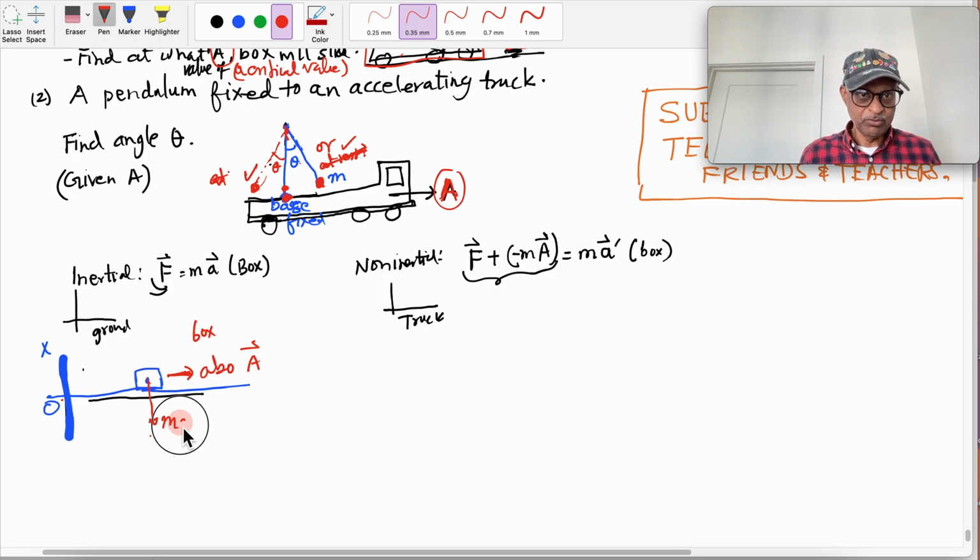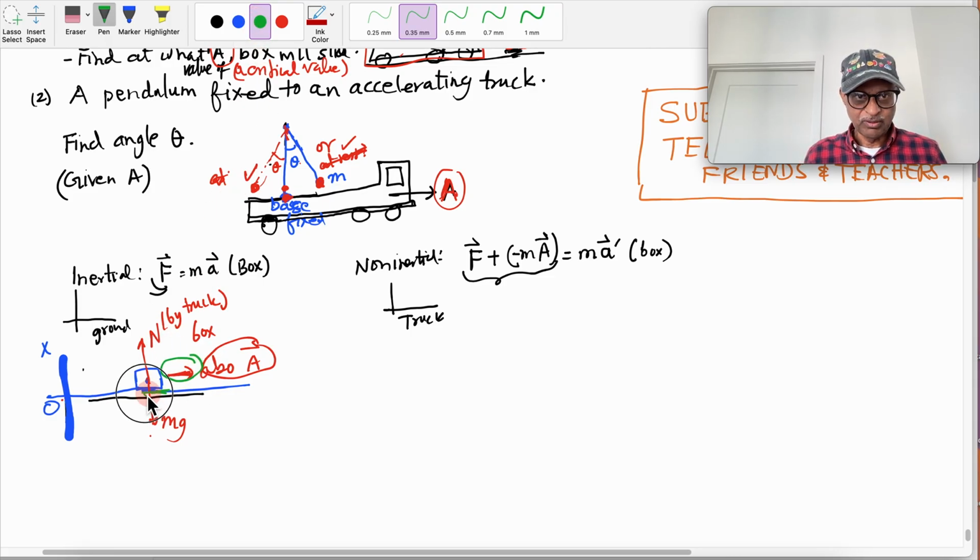So it will be mg of the box, and the normal on the box from the bed of the truck, normal by truck. And then there are no other forces there, so how do you explain this acceleration? Well, there will be a static friction. That is the important part, because acceleration is that way, there has to be static friction that way. And I want a critical value. That means I want this to be the max amount that can support it, right?